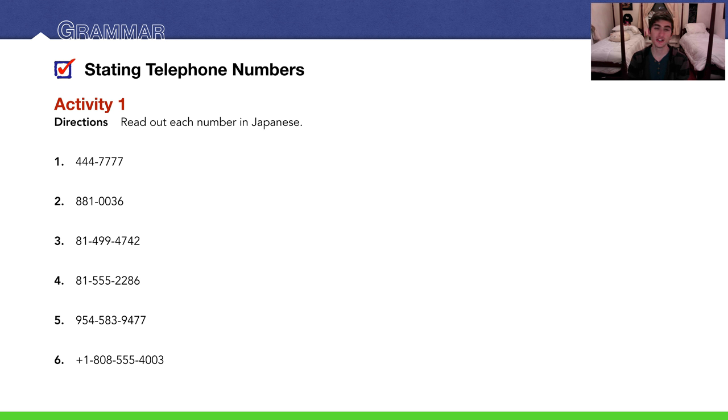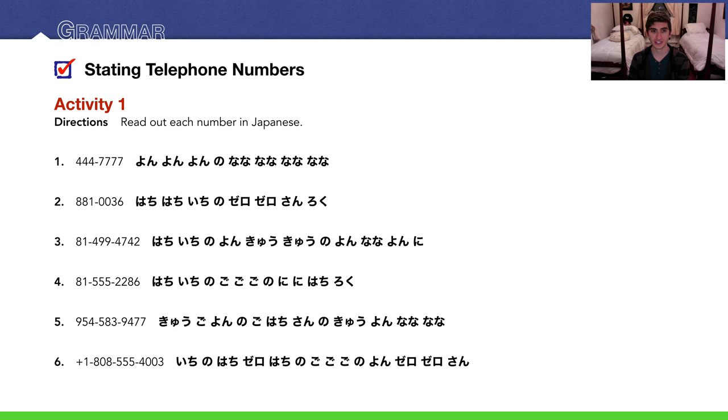So number 1 would be 444-7777. Yeah. That's number 1. Number 2, 881-0036. Alright? Number 3, 81-499-4742. Number 4, 81-555-2286. Okay? And number 5 is 954-583-9477. Alright, and last but not least, number 6. There is a plus in front of the 1. You can ignore that, alright? 1-808-555-4003. Alright, and here are all of those pronunciations written out in bold.